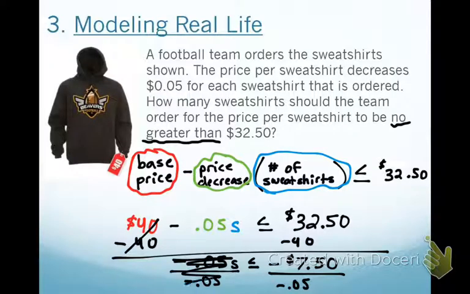So this over here is going to cancel out. What is a negative divided by a negative? That's going to be a positive. So, I'm just going to go over here since it's a little squishy, S is less than or equal to, what's $7.50 divided by 0.05? Put it in your calculator. When you put that in your calculator, what do you get? 150. Now I want us to make sense of this answer.